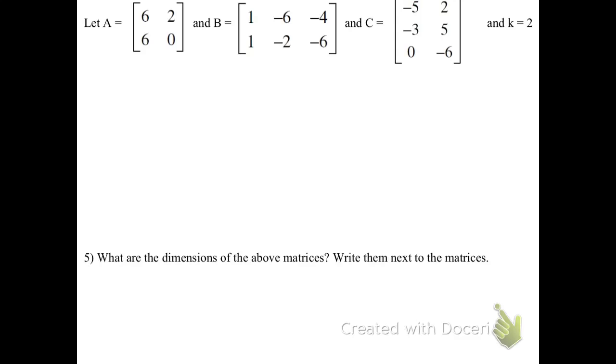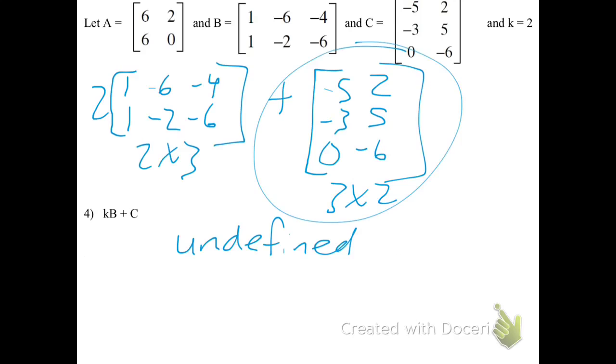Let's move on to 5. So what are the dimensions of the above matrices? Write them next to the matrices. Oh look, I've already started. This one here, C is a 3 by 2. B is a 2 by 3. And A is a 2 by 2.